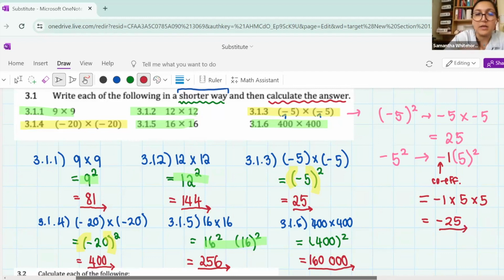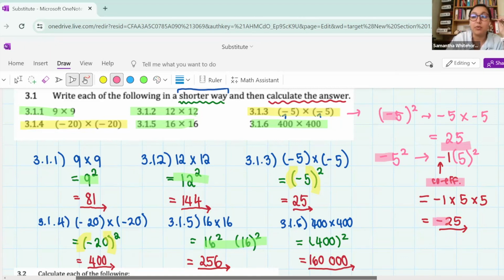So if our bracket does not include the negative, we will have a negative answer. Have a look here. Our bracket had the negative sign in it, but our answer ended up being positive. Here, the negative sign was not in a bracket, so I have to treat it as a coefficient. That means my answer ends up being negative, because I would say 5 times 5 times that -1 coefficient. So the brackets are really, really important.